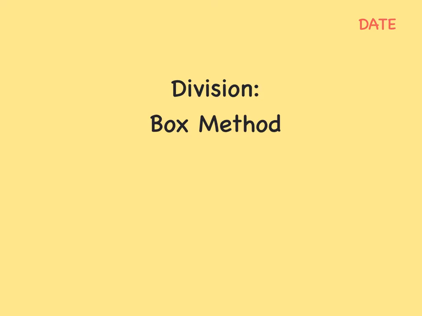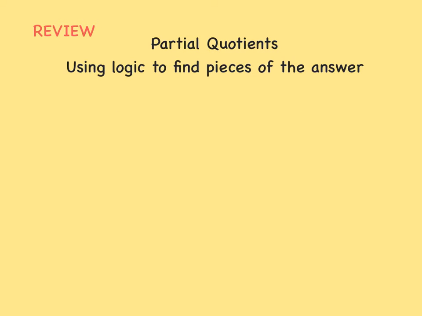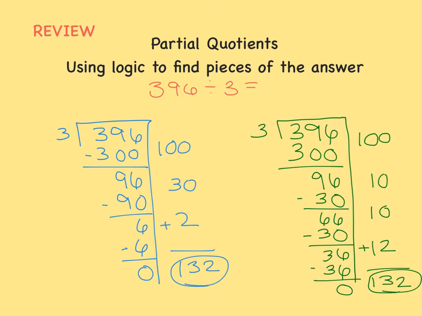Division, box method. How can we divide larger numbers using the box method? We have already learned how to use partial quotients to solve a division problem. Partial quotients is when we use logic to find pieces of the answer. The cool thing about partial quotients is that there's lots of different ways you could use it to solve the same problem. In blue, I show how to use partial quotients to take out 100 groups, then 30 groups, then 2 groups, which of course ended up being 132.